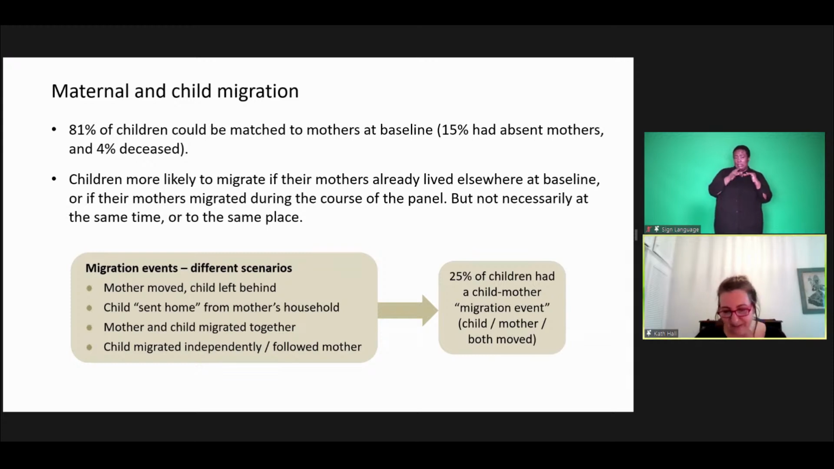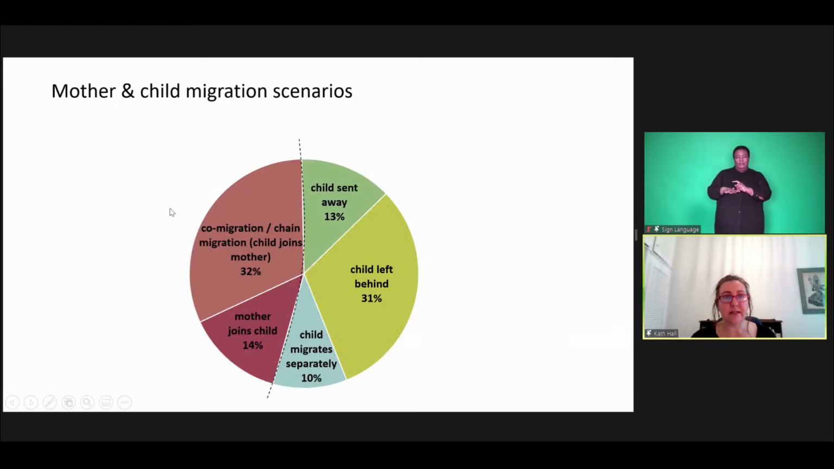Okay. So really this is saying that an increase in adult female migration is likely to be accompanied by increased child migration, although children don't necessarily accompany migrant mothers. So that migration is not necessarily at the same time or to the same place. So then going briefly into a more detailed typology of migration events, they shed more light on the ordering and dynamics of migration for mothers and children.